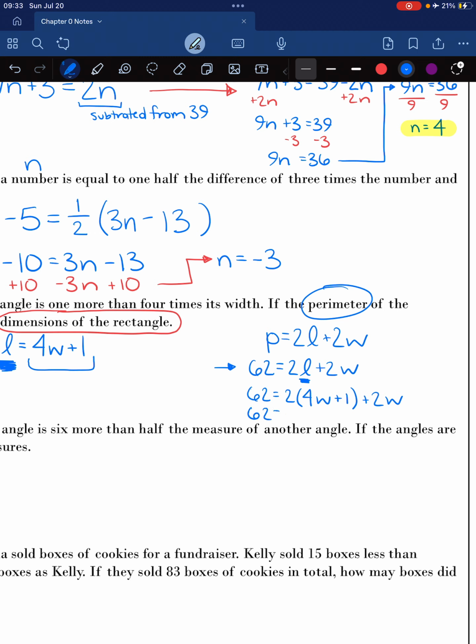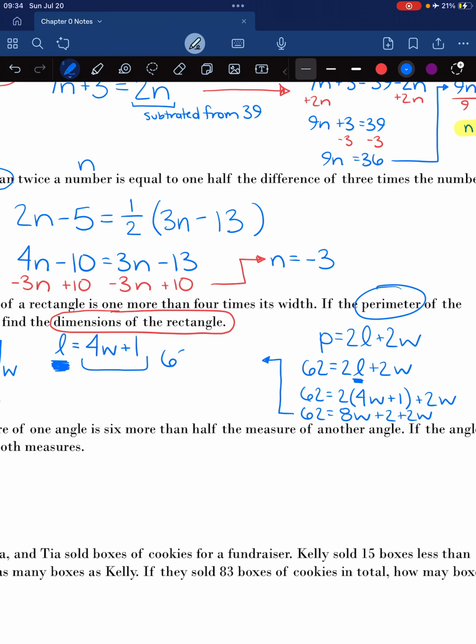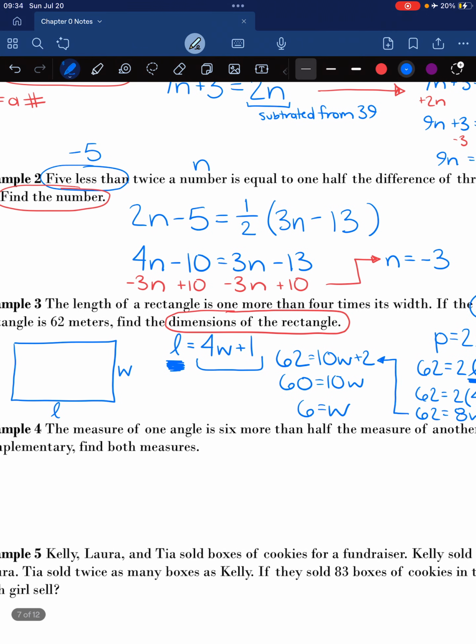So if we go through this, I would distribute the 2. I'm going to do something kind of weird that I don't normally do. I'm going to start moving my work to the left here because I'm out of room to the right. 62 equals 10W plus 2. 60 equals 10W. So the width is 6, but we also need to be careful. That's not my final answer. I need to remember it asked for the dimensions.